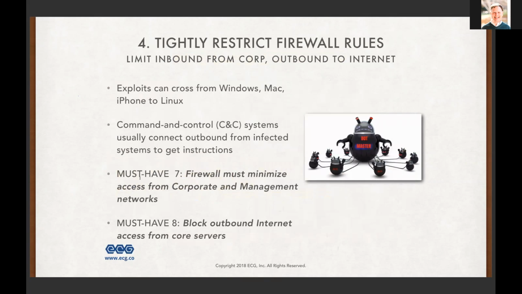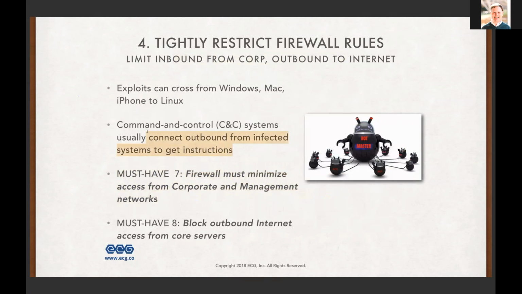So that leads us to must-have number 7, which is the firewall must minimize access from the corporate and management networks. The implication here is going to the core, either call control networks or your other operational networks, your operational support system networks. You need to minimize that access. Minimize, of course, doesn't mean shut down entirely. It just means you've got to keep it as lean as you possibly can. And that's often going to be less than you are going to have by default. We have a habit of trusting our internal management PCs because they're being operated under strict policy.